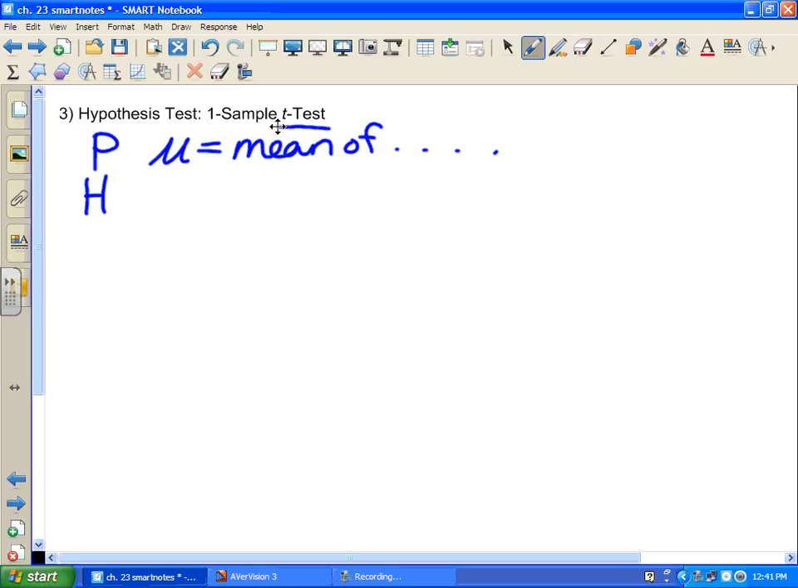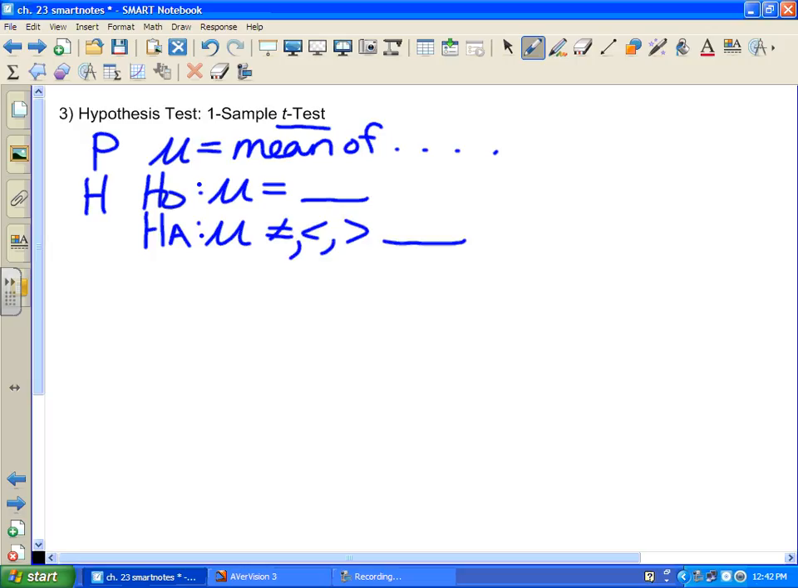H is hypotheses. You can't really have a hypothesis test without a hypothesis. So you still have two hypotheses, just like with proportions. The null hypothesis, just instead of P equals, it's going to be mu equals something, whatever you think it is, the hypothesized mean. And for the alternative, it'll be mu not equal to, less than, or greater than the exact same number.